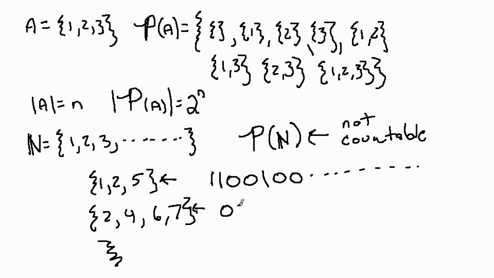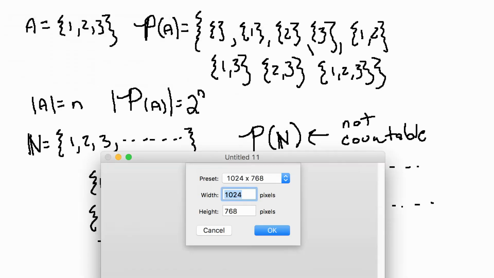There's 1, there's 2, there's 3, there's 4, there's 5, there's 6, there's 7, and then everything else is zeros like that. So, to prove that the power set of the natural numbers is not countable, we're going to resort to the same trick that we've used before. I'm going to say, assume it is. Assume the power set of N is countable.